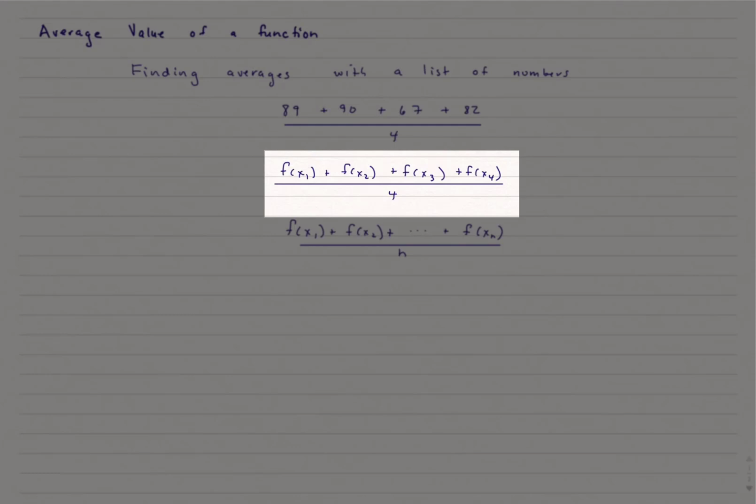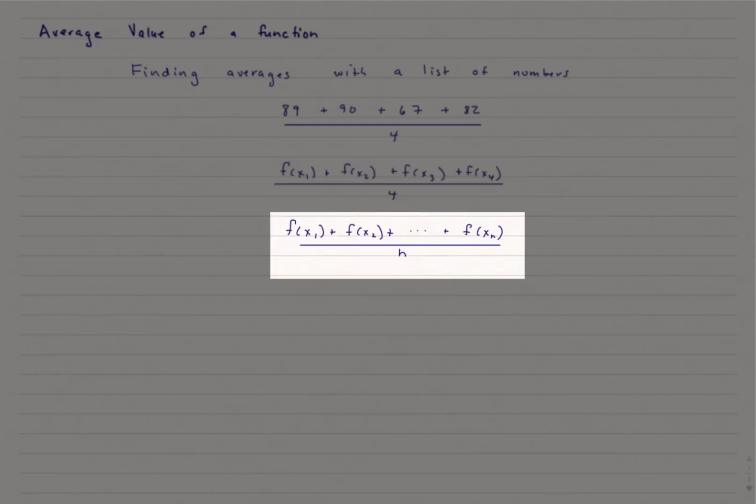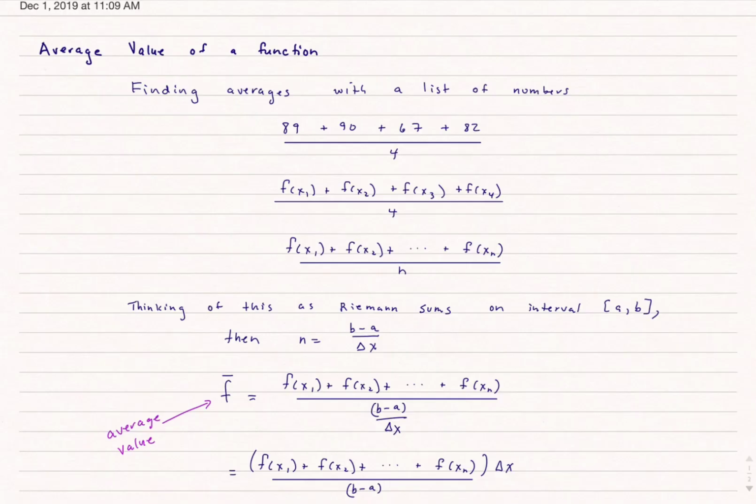and let's look at 4 different points, x1, x2, x3, and x4, and add those together and divide by 4. I could expand this further to adding together n numbers. Instead of a number such as 4, let's call it n, and I would get something like this. Let's instead think of this as Riemann sums on a specific interval a to b.